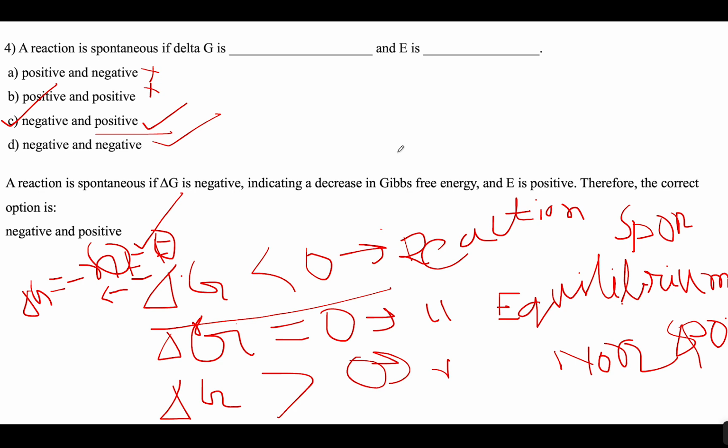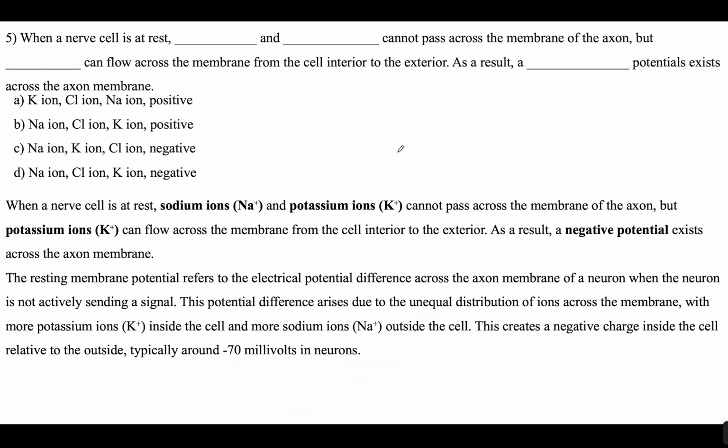Now we can move to the next question. When a nerve cell is at rest, dash and dash cannot pass across the membrane of the axon, but the dash can flow across the membrane from the cell interior to the exterior. As a result, a dash potential exists across the axon membrane. So there are four options.